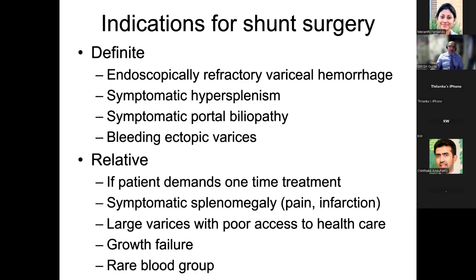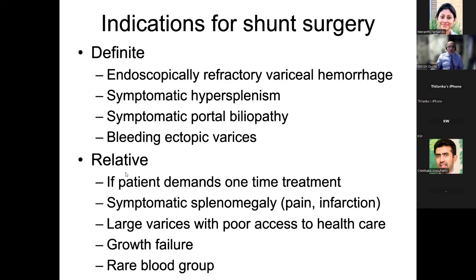Sometimes these shunts are very difficult to investigate on an ultrasound scan and need repeated CT scans to see if the shunt is functioning or not. You obviously can do an endoscopy to check if there are varices or not. And if there are no varices, then obviously the shunt is functioning because the portal system is appropriately decompressed.